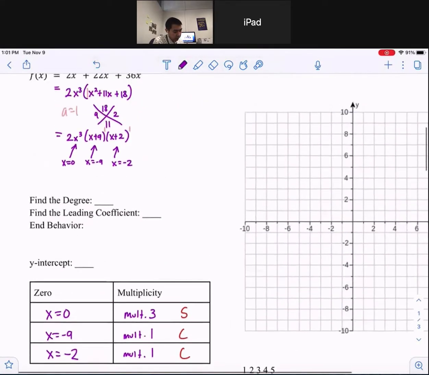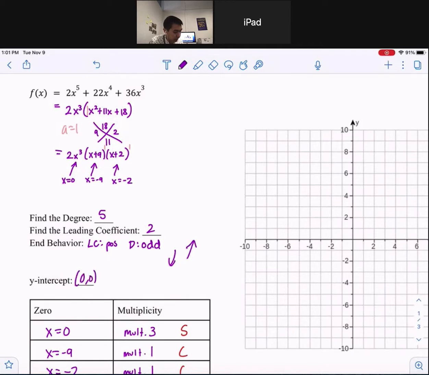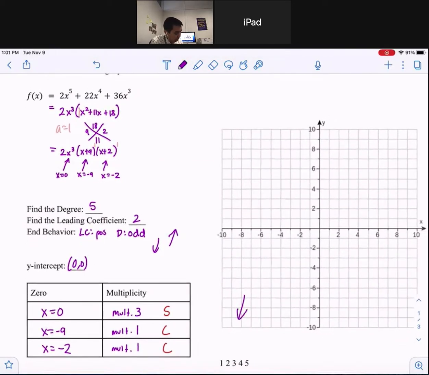And now let's find your degree. I would use standard form. You could find it from factored form, but I would use standard form to find your highest degree, which is 5, and your leading coefficient is 2. End behavior: the leading coefficient is positive, and your degree is odd. So positive odd, which is down and then up. And the y-intercept, if you plug in 0 into that, it's just going to be 0, 0. So let's graph everything. Down, up.